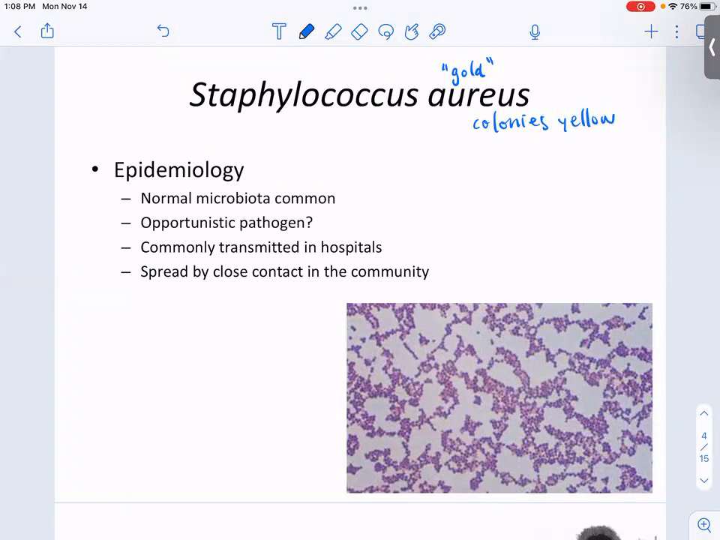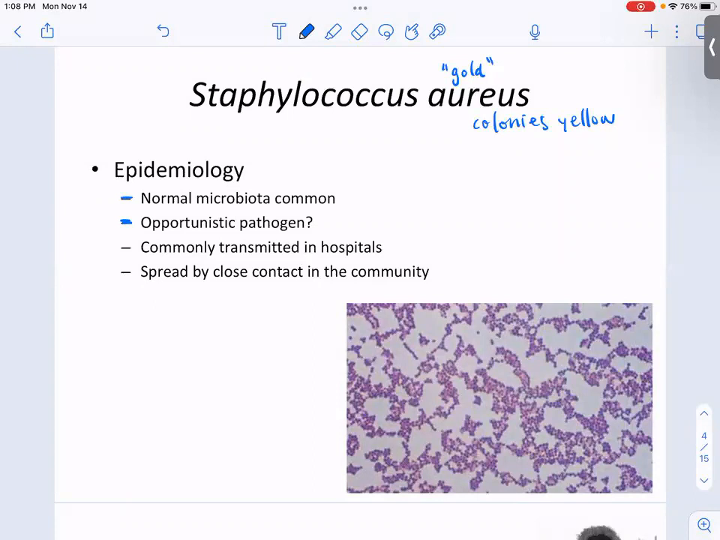If we think about where this organism lives and how it's transmitted, that's what we're talking about with epidemiology. It's actually common for it to be normal microbiota. And that's kind of surprising, because when we talk about the number of infections that this organism causes, that might be kind of surprising. But sometimes it's considered a true pathogen. Sometimes we consider it an opportunistic pathogen.